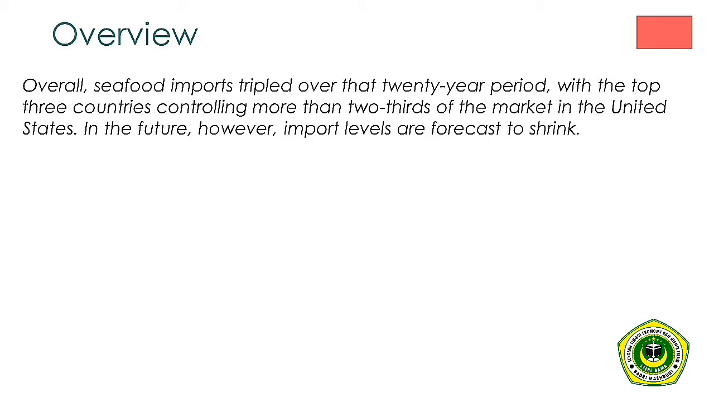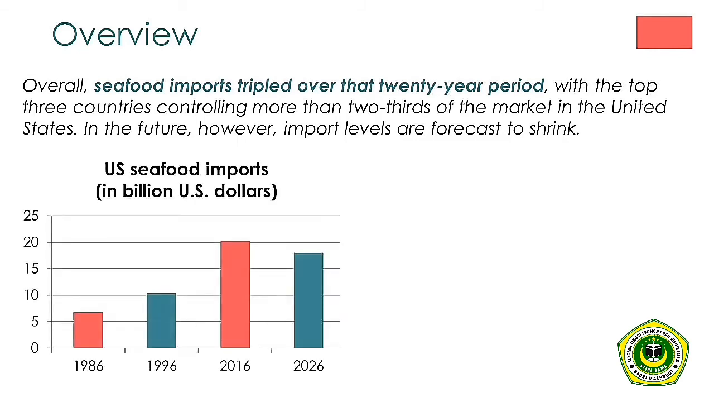So, always start with the word overall to show the examiner that's my overview. Next, seafood imports tripled over that 20-year period. If you look at the first chart, you see that imports increased a lot between 1986 and 2016, from around 6 to 20 billion. So I've calculated that it tripled. You can make simple calculations. It's a good way to illustrate your point.